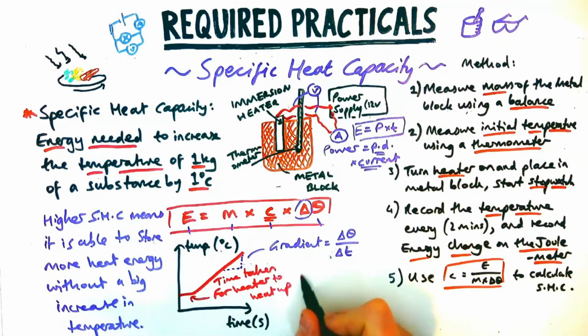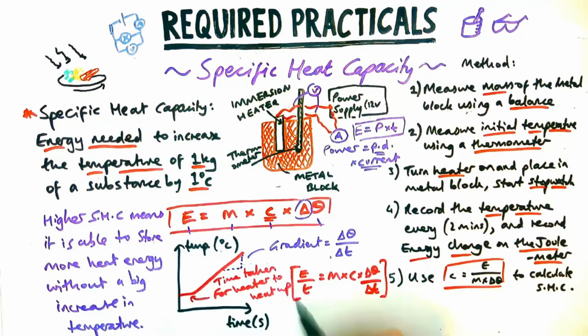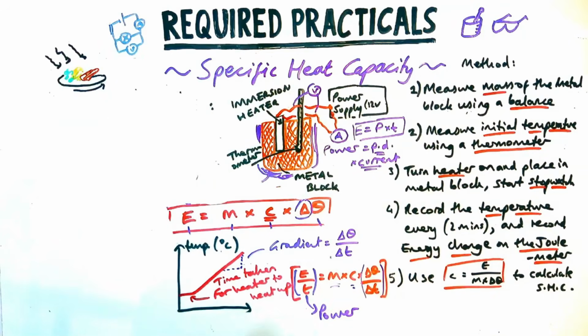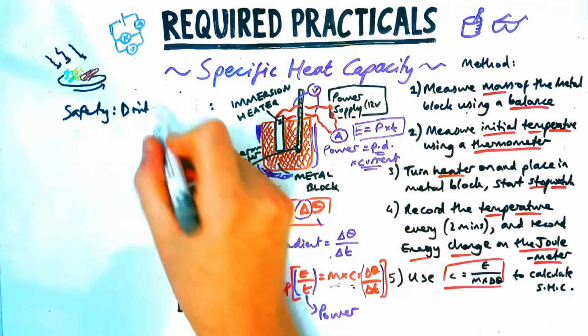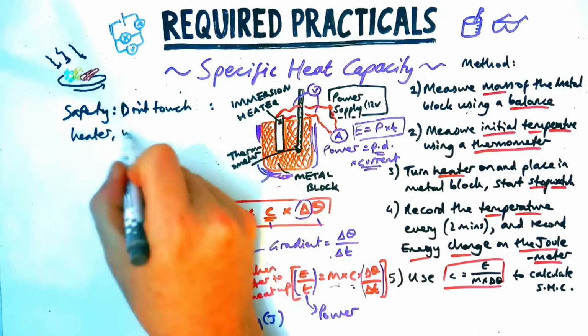Now, we haven't got time in our equation, so this again is one of the hardest things they could ask you about this practical. If they ask you to use the change in temperature divided by time, then the energy is no longer the energy, it's the power, because power equals energy divided by time. So sometimes they might ask you to work out the power: you use the gradient, multiply by mass and specific heat capacity. They could also ask you to plot energy versus temperature, but the graph will look the same.